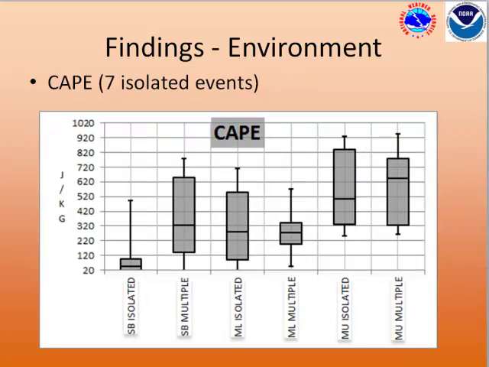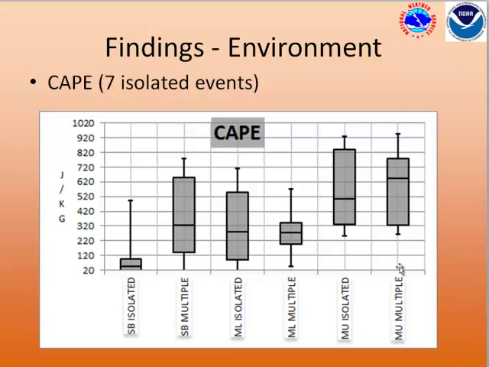How about CAPE? We talked about this again. The isolated means the 7 isolated events. If you're looking at surface-based CAPE, a lot of the values were very low, so you really don't want to use that. Mixed layer CAPE was pretty decent and had values for all but one of the cases.